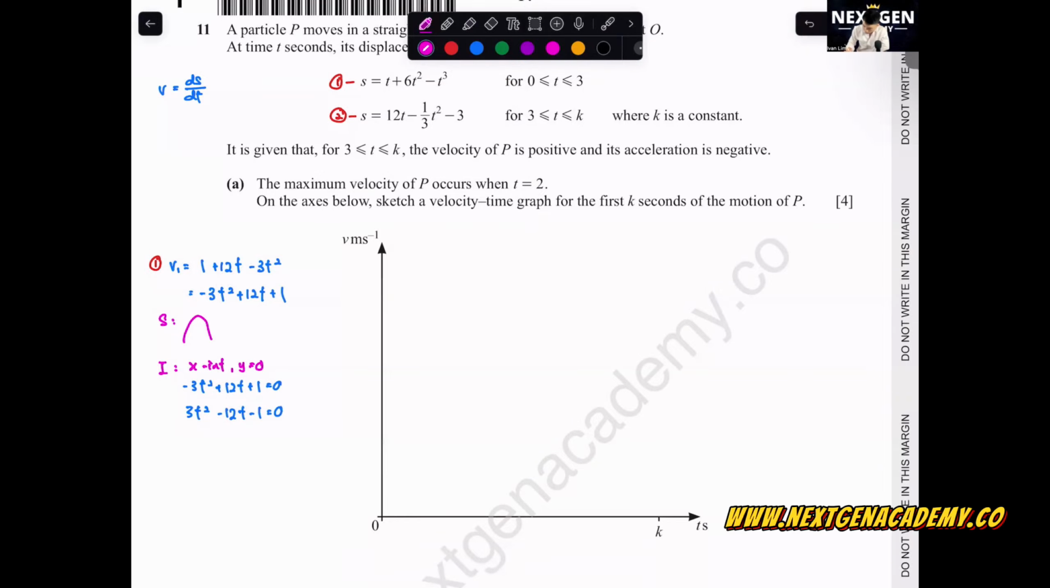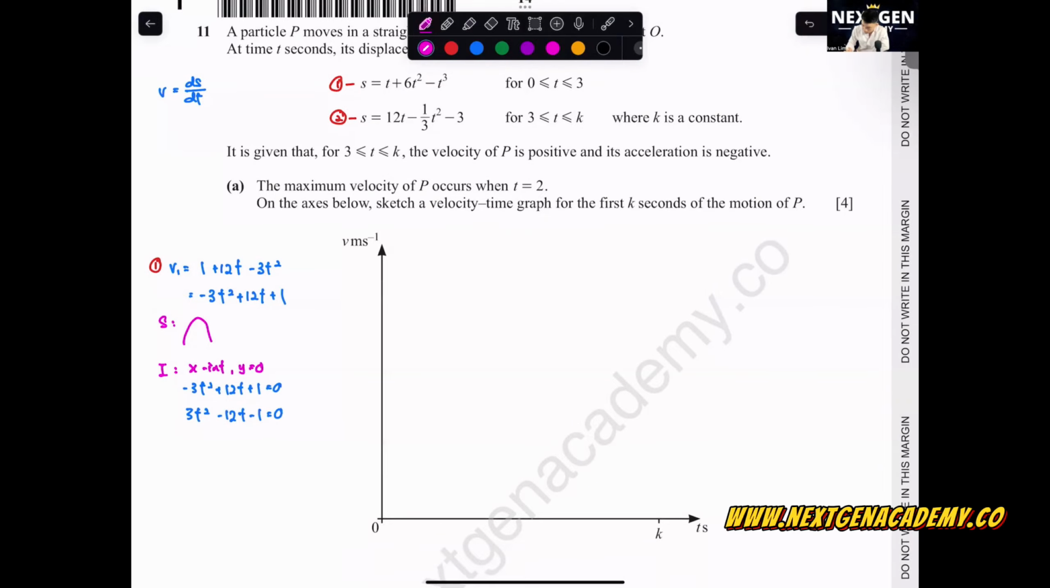So I check for the y-intercept first. The y-intercept is when t equals 0. Okay, so I will check for the domain. So I will do this one: t equals 0. This is the y-intercept.